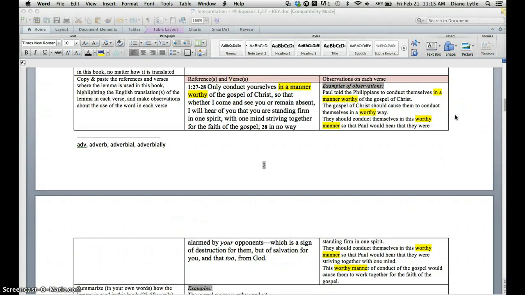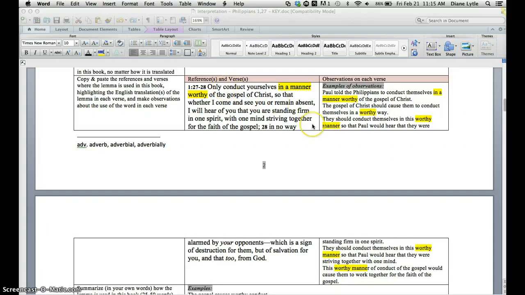And most important, I want you to be able to make as many possible observations as you can on a verse and on the word that we're studying in this case. So it'd be really helpful if you would just highlight the word in each observation. That way you're sure that you're making observations about how the word was used in that verse. And so let's look at this one.